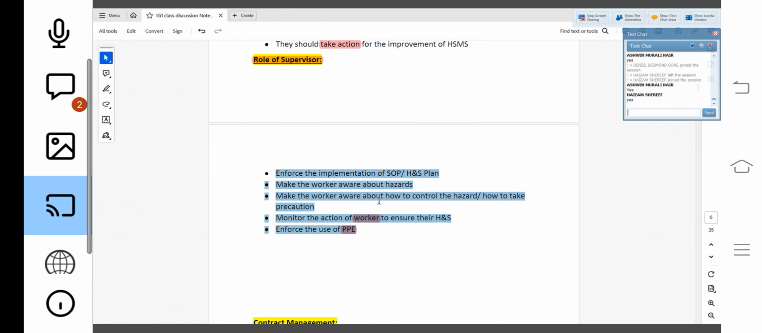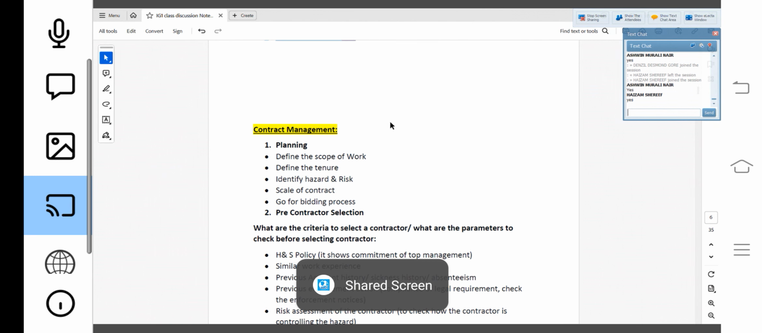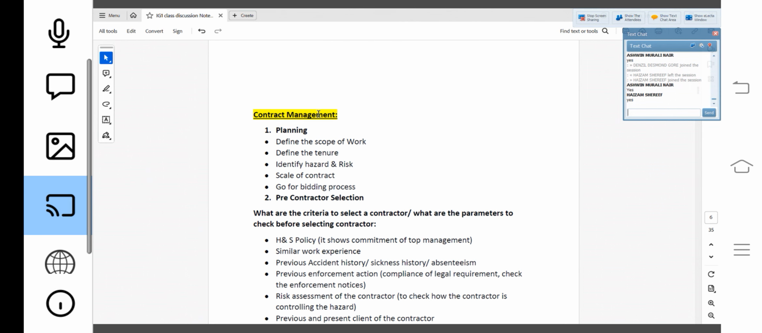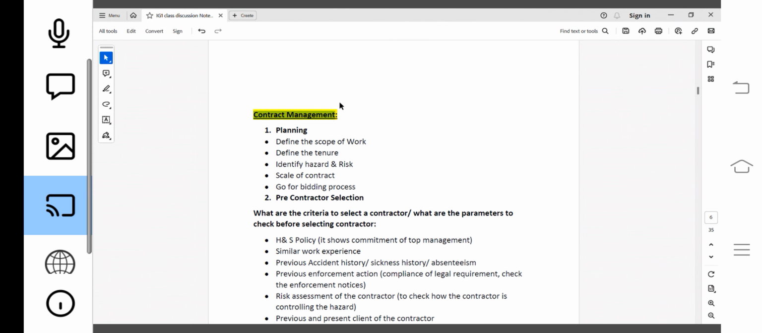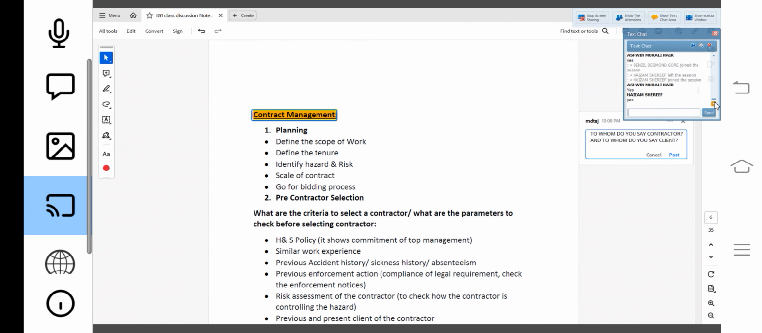Contractor management. There is one topic on how to manage the contractor. Now who is going to tell me who is the contractor and who is the client? Whom do you pay, the contractor, and who pays, the client? Who will tell me? Anyone? Please tell me.